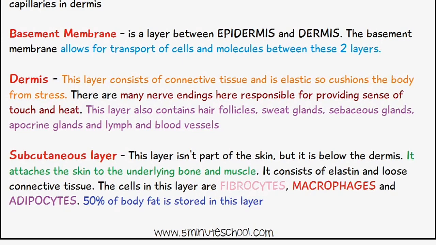The layer following on from the dermis isn't technically part of the skin, but it is below the dermis, and it attaches the skin to the underlying bone and muscle. It consists of elastin and loose connective tissue, and in this layer the cells which you can see are fibrocytes, macrophages and adipocytes. And our fact is that 50% of the body fat is stored in this subcutaneous layer.